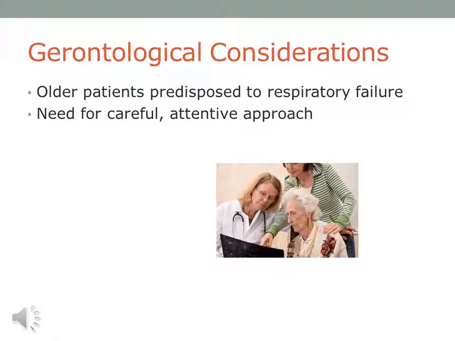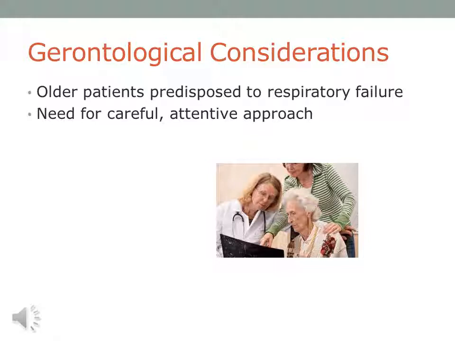I want to conclude this lecture by simply reminding you to take into consideration our gerontological population. Our older folks are predisposed to respiratory failure. They've got a lot of other things that may be going on in their body. Their lungs are not as compliant as they used to be, and sometimes they just don't rebound from respiratory disorders as fast as the younger population does.